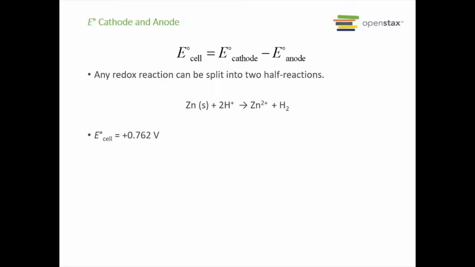So the overall cell potential is equal to the potential of the cathode minus the potential of the anode, which makes sense, right? Because it's kind of like saying final minus initial. So it's kind of like a change in potential.